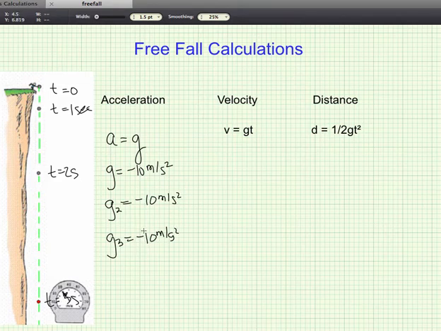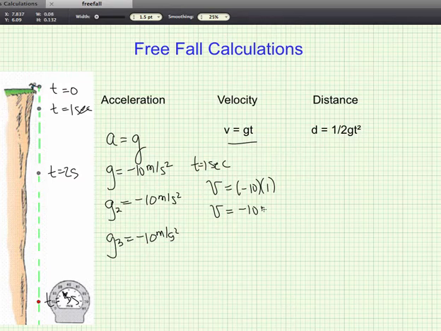But let's take a look at what happens to our velocity. Remember that all acceleration is, it tells you how much your velocity changes each second. So for a time of 1 second, what's going to be our velocity? Well, g is always going to be negative 10 while we're on Earth, times our time, which is 1 second. I'm just using our equation up here, the velocity equals the acceleration times time. That means at 1 second, my velocity is going to be negative 10 meters per second.